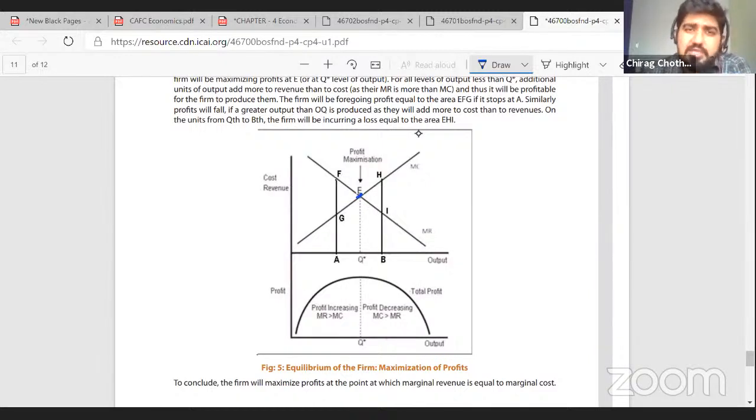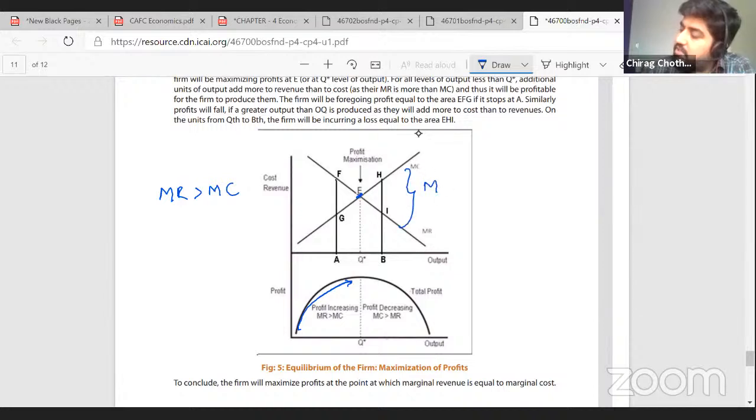And how do we get that? Logically, when your MR is greater than your MC, that means you are earning more revenue as compared to your cost. Yes or no? So if your revenue is greater than cost, what will happen to your profit? Your profit will be increasing. This is what is given here. Are you seeing this? Profit is increasing.